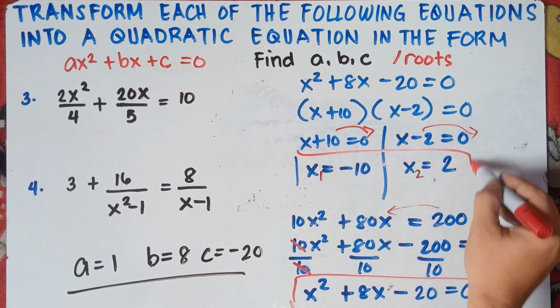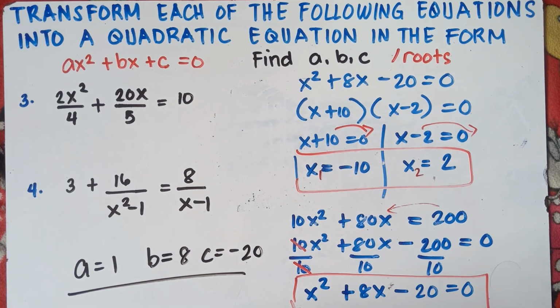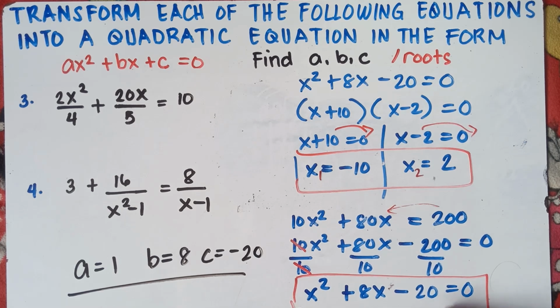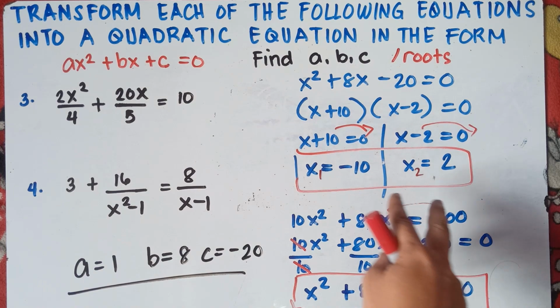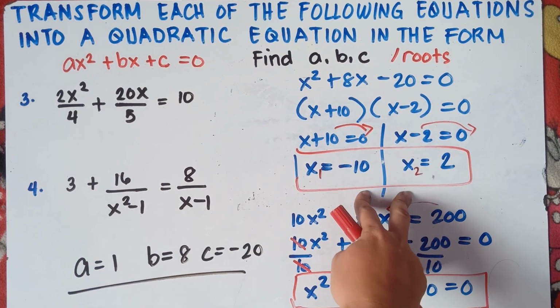Okay, so we have the equation. This is our equation. X squared plus 8x minus 20 equals 0. We have the a, b, and c. Okay, a is 1, b is 8, c is negative 20. And we have the roots. All set for number 3.